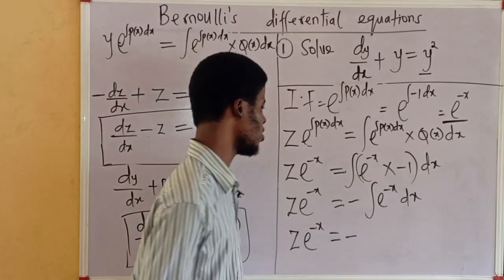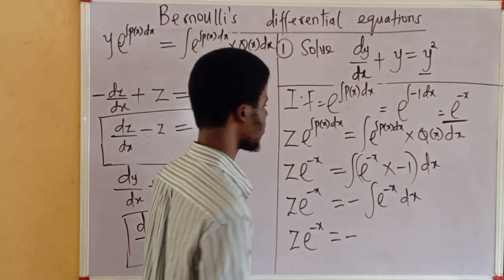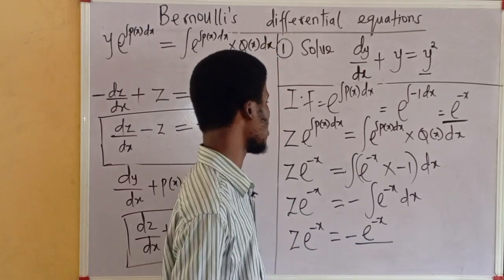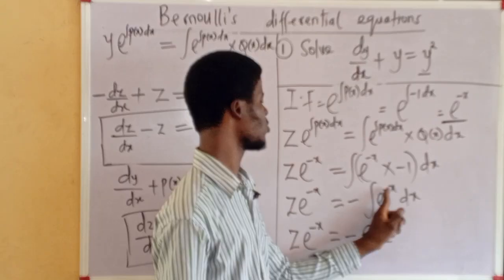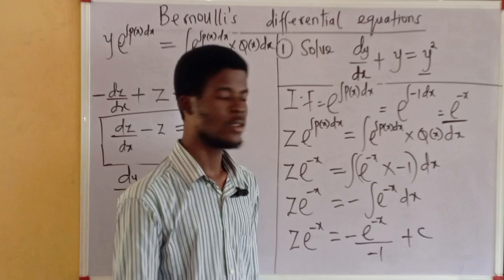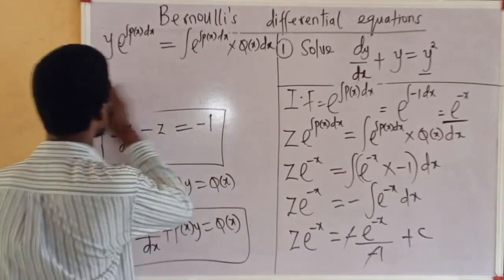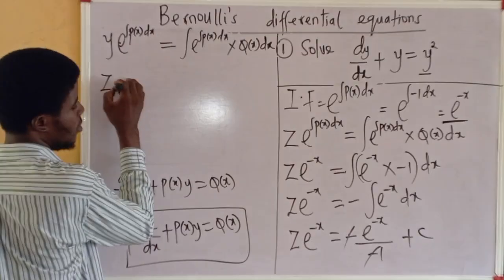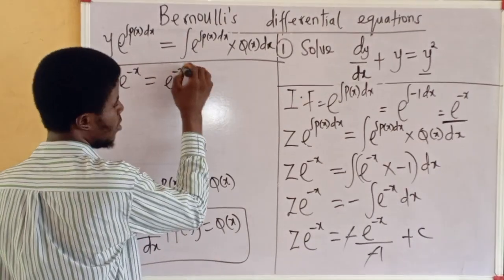What is the integral with respect to x of e to the power of minus x? It's simple. Write e to the power of minus x and divide by the derivative of minus x with respect to x. Differentiate minus x with respect to x, you obtain minus 1. Alright? So minus will take away minus. We then have z e to the power of minus x equal to e to the power of minus x plus c.